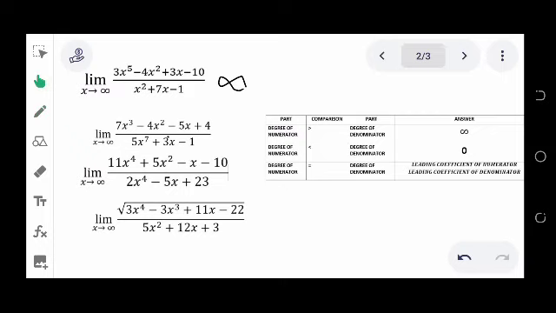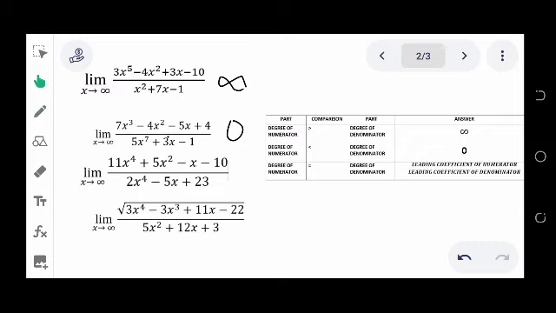So therefore, your answer here is infinity. Now, number 2, the limit of (7x^3 - 4x^2 - 5x + 4) over (5x^7 + 3x - 1) as x approaches infinity. The degree of the numerator, the highest exponent, is 3. The highest exponent of the denominator is 7. So the degree of the numerator is now less than the degree of the denominator, and the answer should be 0. So therefore the answer here is 0.